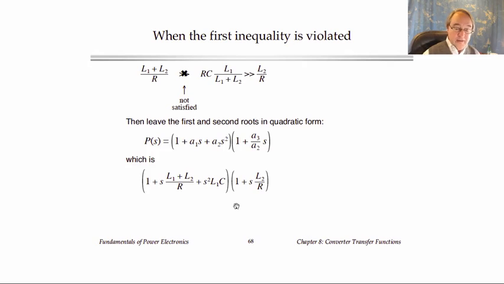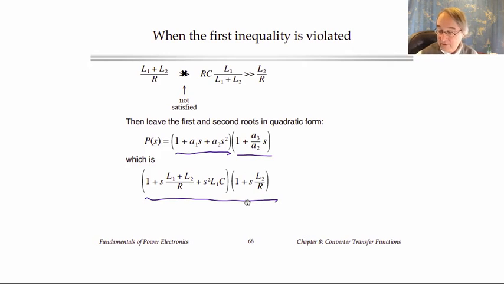We have one more case, where it's the first inequality that is not satisfied. In that case, we have to leave the first and second roots in quadratic form like this. Basically, we leave them alone. And then the third root is a well-separated root that is a3 over a2. Okay, so again, plugging in a1, a2, and a3 into that, here is the factorization that we get for this case.